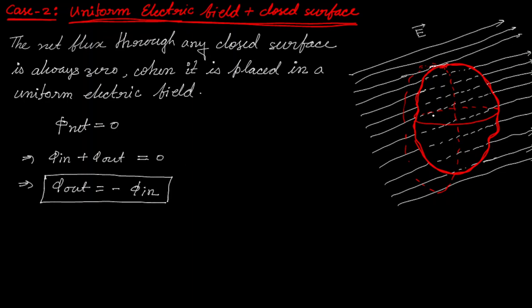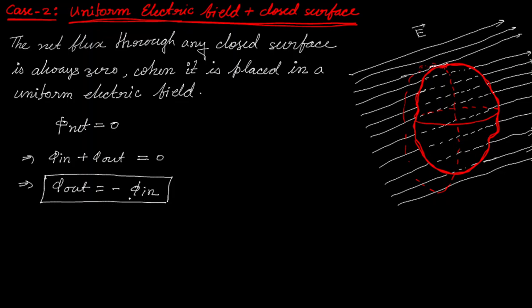You will see that when flux is entering the surface, for a closed surface the area vector will always point out of the surface. And if flux is entering the surface, the area vector and electric field are opposite to each other. That's why flux in is always negative. So flux out will automatically be a positive quantity.